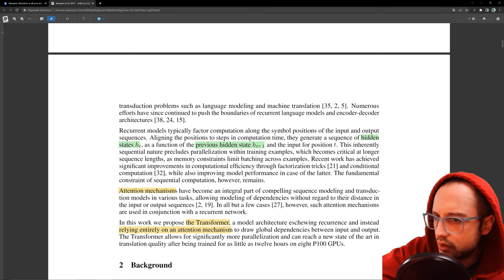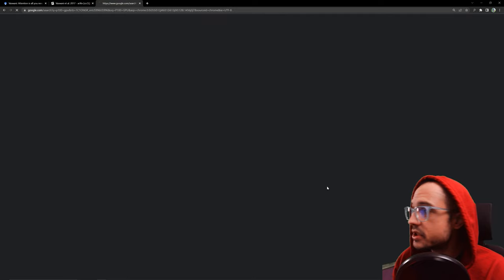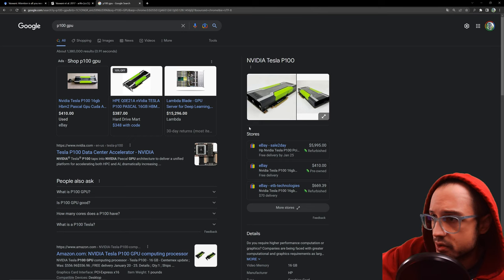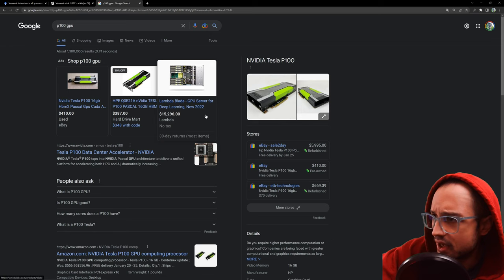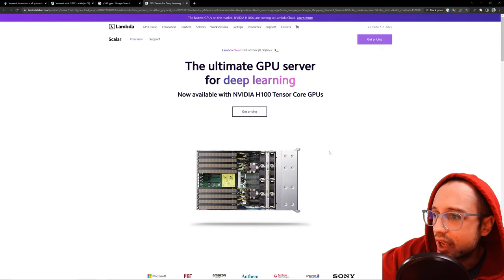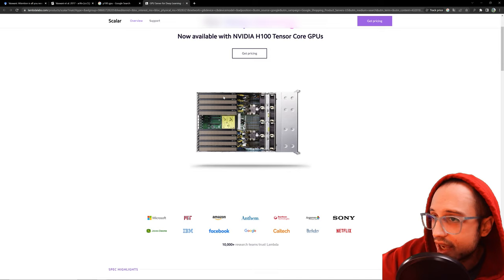And this is how long they train. They trained for 12 hours on 8 P100s. P100 GPU, what are we dealing with here? An NVIDIA Tesla P100 is roughly $400 now, so this is actually a really cheap GPU. Granted, it's like 5 years old at this point. And you can buy a Lambda Blade here from Lambda Labs, which has 1, 2, 3, 4, 5, 6, 7, 8 P100s.